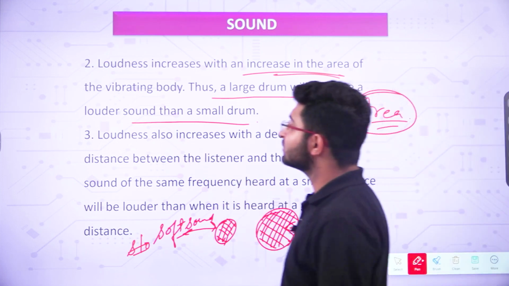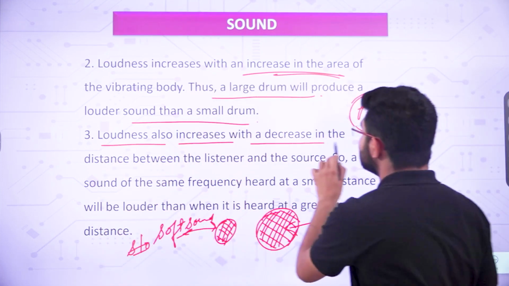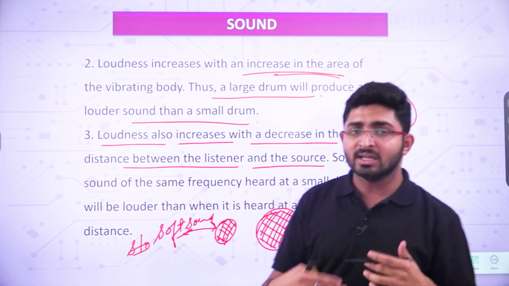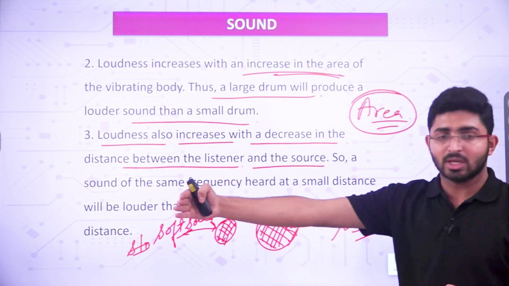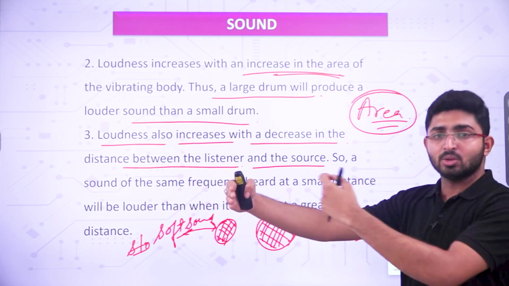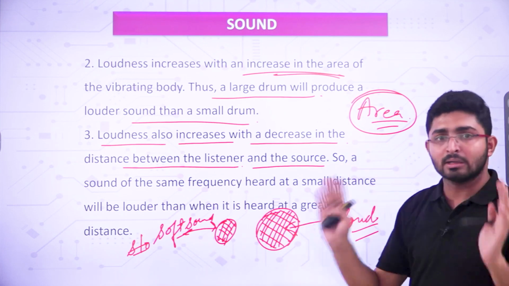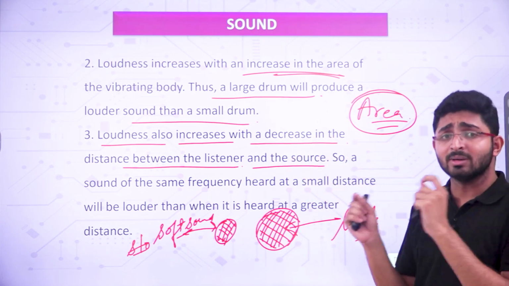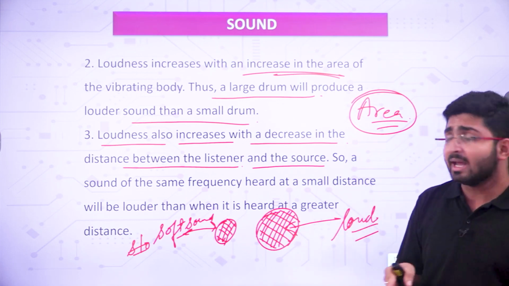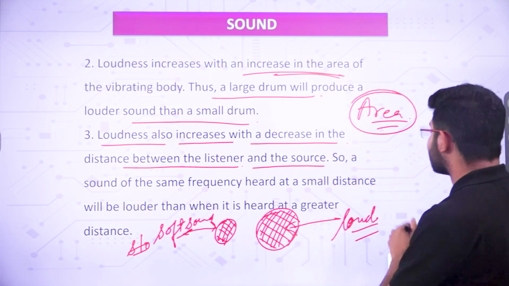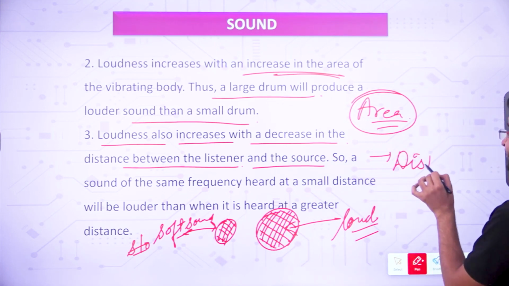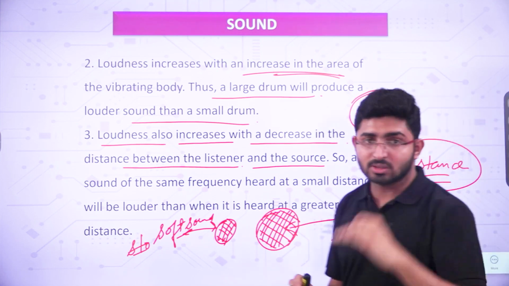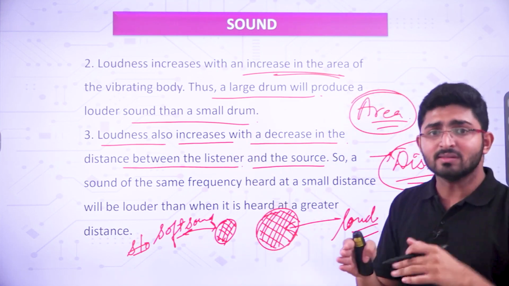Then the third factor is what? Loudness also increases with a decrease in the distance between the listener and the source. Like if I'm standing here and you are standing in front of me, and I'm talking to you, the distance is very less, so you will hear my voice clearly. But if you are at a greater distance, you will hear my voice much more faintly, right? So that is the third factor, which is the distance. Larger the distance, softer the sound, and smaller the distance, louder the sound.